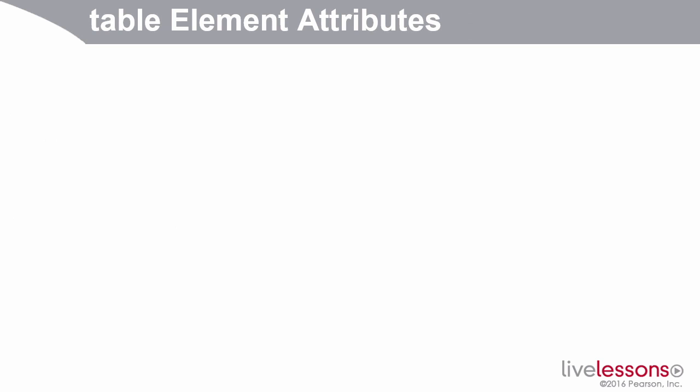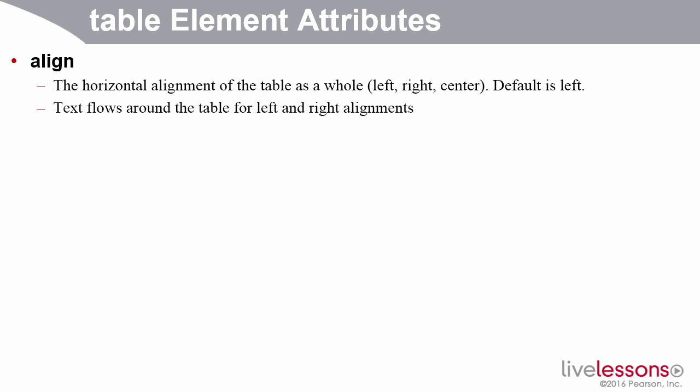All right, so let's look in a little more detail at the table element itself. One of the most useful attributes for invisible tables is align. If you say align equals right, that's very similar to what images do. The table kind of floats to the right and text wraps around it. So that's very useful for sidebars.